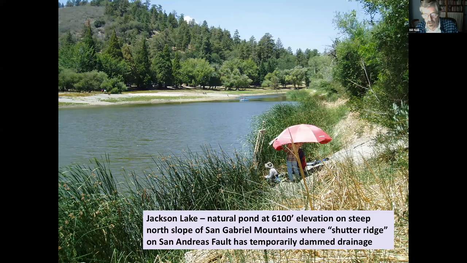Jackson Lake is on the north side of the range. It's fairly steep, coming on a steep slope toward the north. But this is where fault movement has placed an elevated ridge, damming a drainage. And that's why we have a lake there. This is called a shutter ridge because like a camera shutter, it closes and then it's going to open. So eventually in perhaps 1,000 or 10,000 years, this lake will be gone if the motion continues.